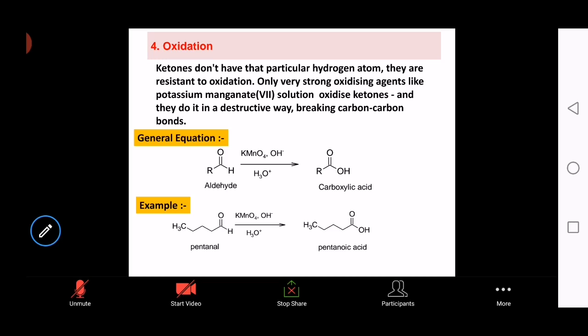Tapi kalau untuk aldehyde boleh. Okay, daripada aldehyde bila you buat oxidation reaction, dia akan produce carboxylic acid as you can see in general equation tu. Boleh tengok contoh dalam general equation. Ataupun example bawah tu dia guna pentanal react with potassium permanganate will produce pentanoic acid. So bila aldehyde undergo oxidation reaction, it will produce carboxylic acid. But for ketone, bila undergo oxidation reaction, nothing happen.